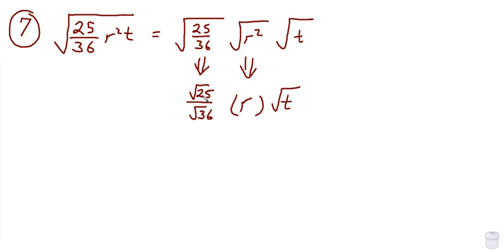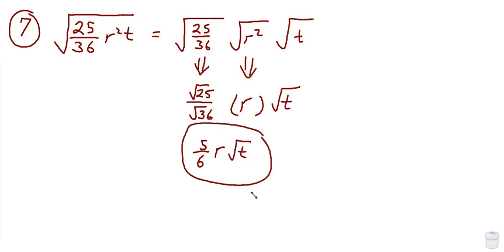All right, so we've got the square root of 25. Hey, I know what that is. That is 5. And the square root of 36, that is 6. So I got 5/6 r times the square root of t. That's my final answer.